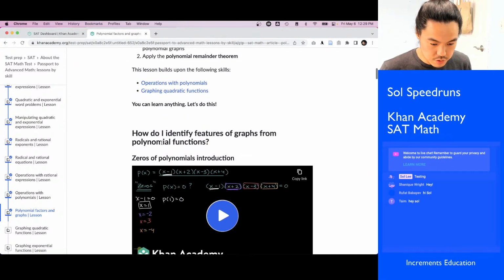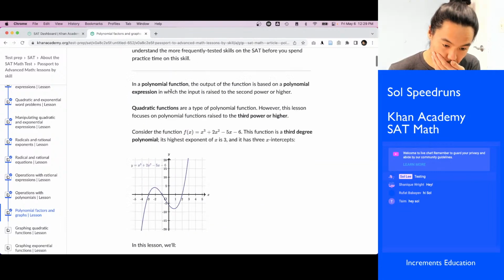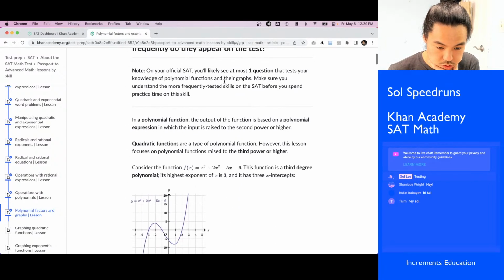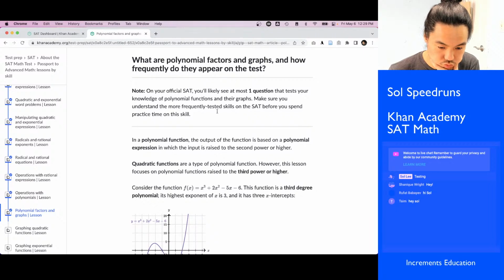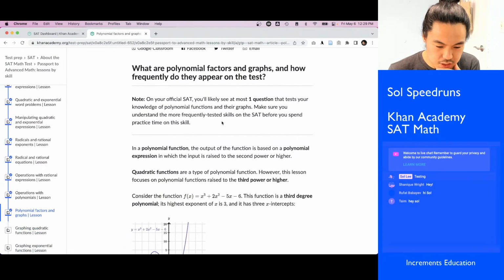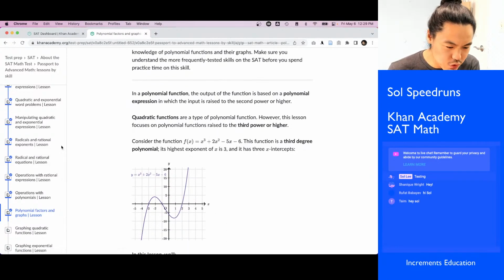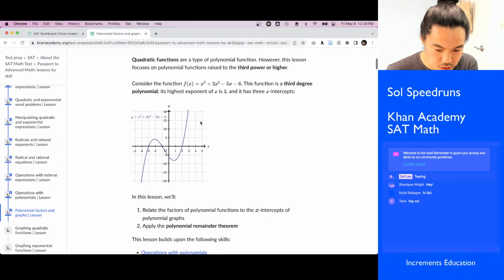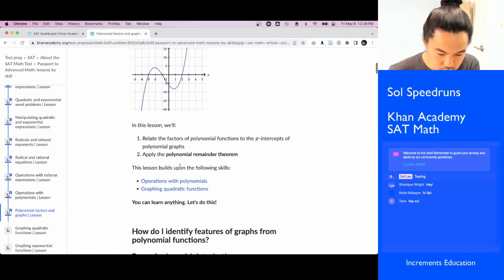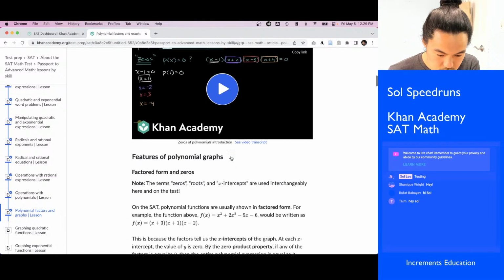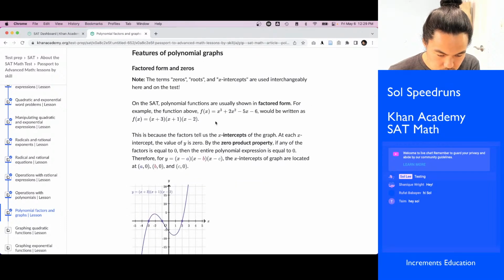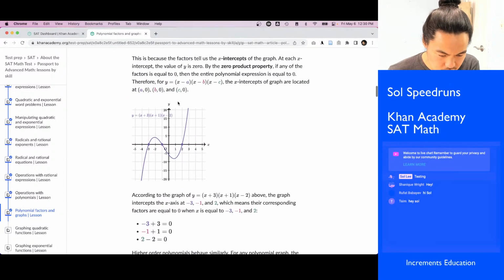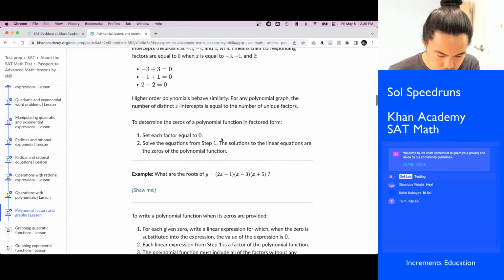Go back to polynomials. Polynomial factors. I feel like if you could do this, can't you do all the rest of this? I'm kind of confused by this structure. Okay, it's a function. It's a third degree polynomial. All right. Factored forms of zeros, sure. The zero, sure. I learned what that is, kind of.